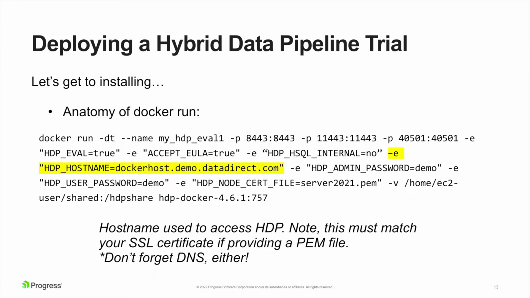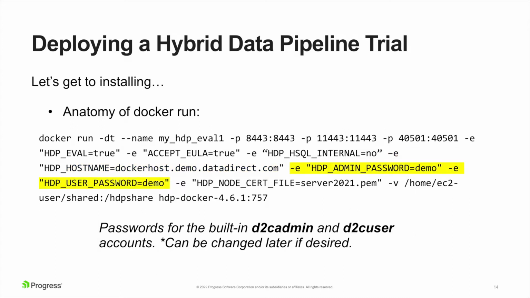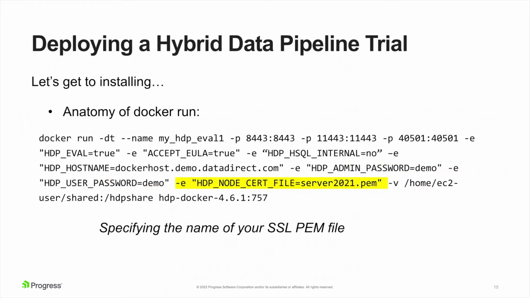We also need to have our host name here. This is the host name that we will be using publicly to get to the Hybrid Data Pipeline instance we're deploying. And in this case, it does need to match the SSL certificate that we provided in the PEM file. And also is a good time to remind people not to forget to configure any DNS entries that are required so that you can reach this. Set the passwords for our default D2C admin and D2C user accounts. These can be changed once it's up and running.